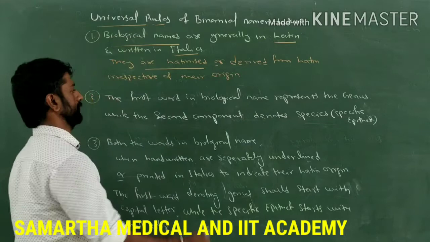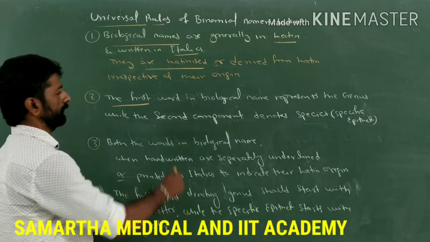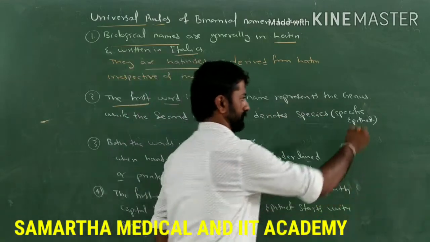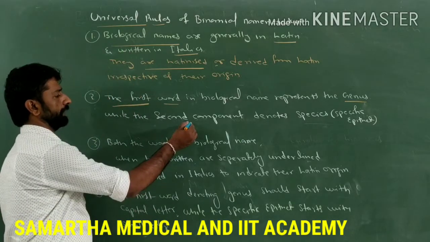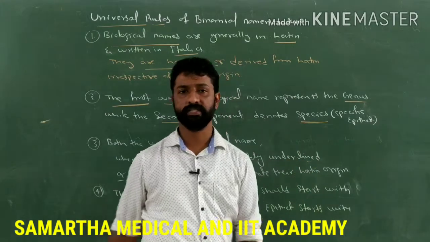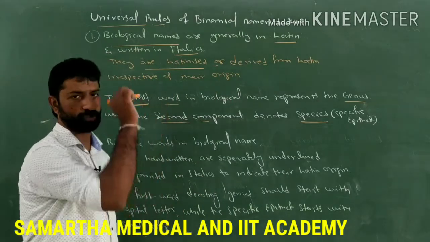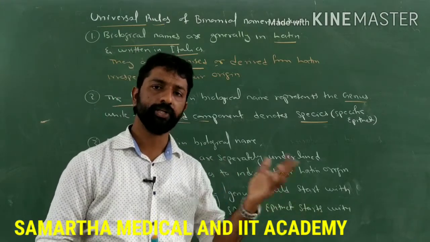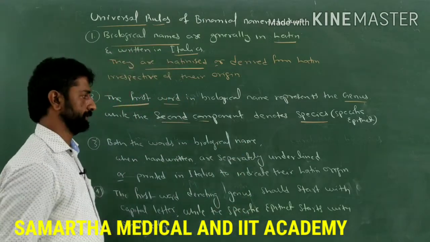Next, in such scientific names, the first word of a scientific name is representing the genus. The first word is always indicating or representing the genus, and the second word, or the second component in that scientific name, represents a species or specific epithet. So the second rule is the first word of the scientific name or the biological name is always representing a genus name, and the second component is denoting its species name or the specific epithet.